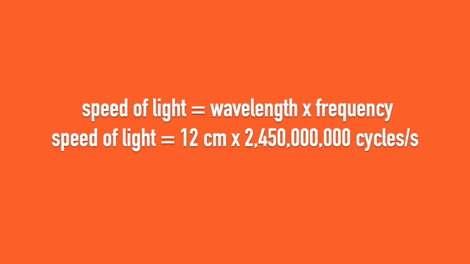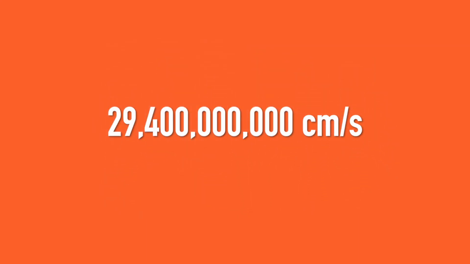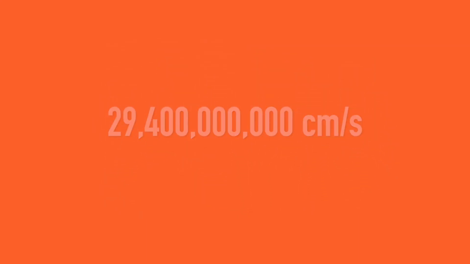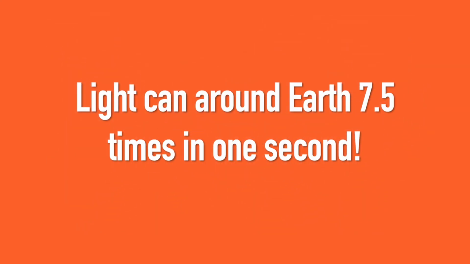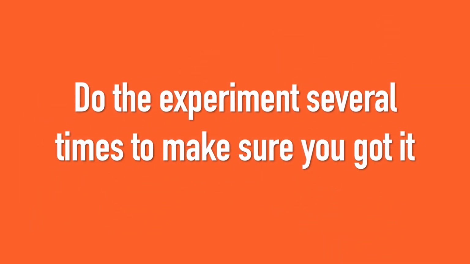We plug in our values and we get our speed of light to be 29,400,000,000 centimeters per second. We compare this to the actual speed of light, which is 29,900,000,000 centimeters per second. And our experimental value is pretty close to that. Light is so fast it can go around the Earth 7.5 times in 1 second. Try doing the experiment several times and make sure you are able to get around those numbers.